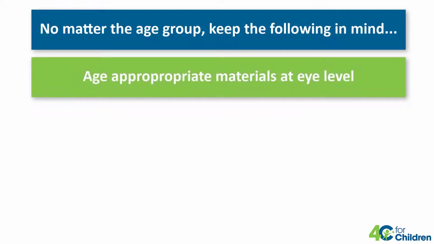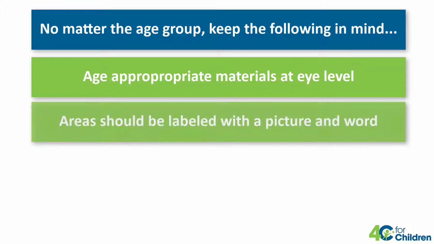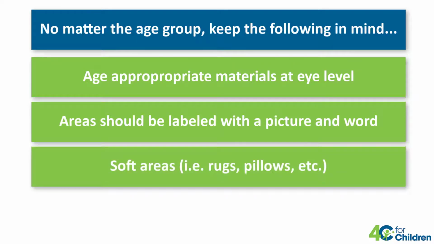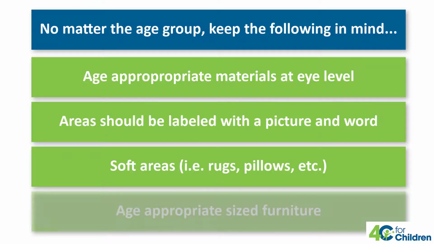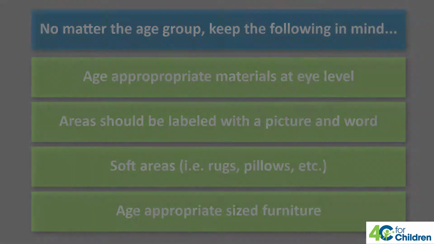All materials should be age appropriate and at the level of the child depending on what classroom you're in. All areas should be labeled with a picture and a simple word, along with materials in the classroom with a simple picture and a word. Soft areas can be in the classroom with soft rugs, pillows, upholstered chairs, and the age-appropriate levels of tables, chairs, and shelving for each age-appropriate classroom.